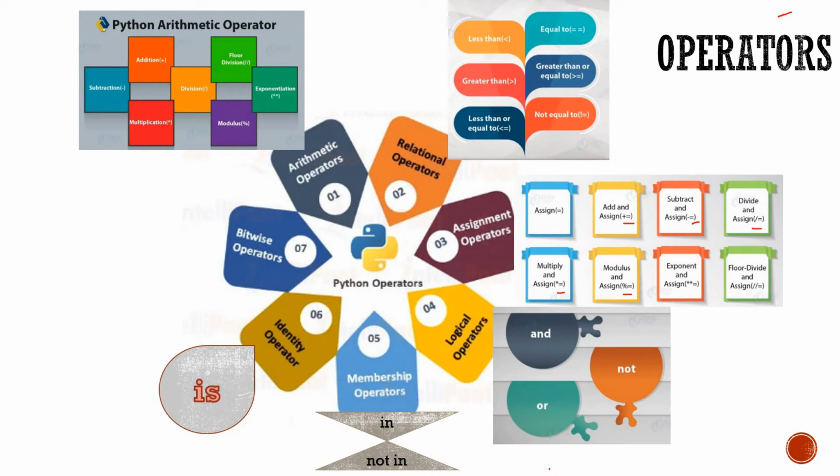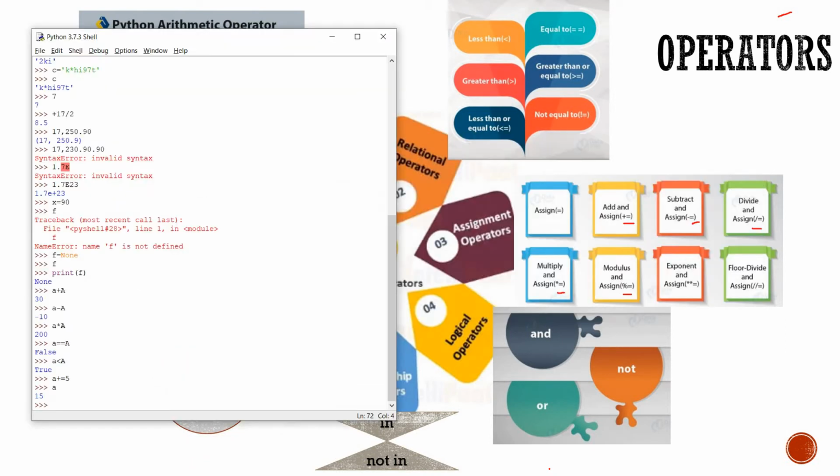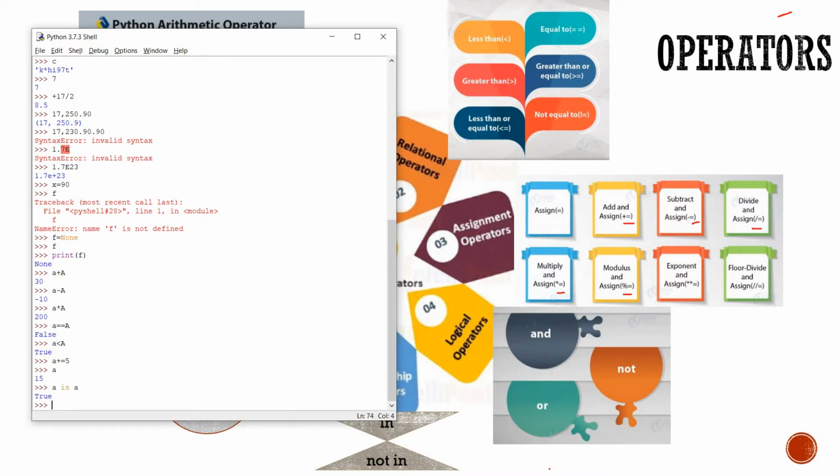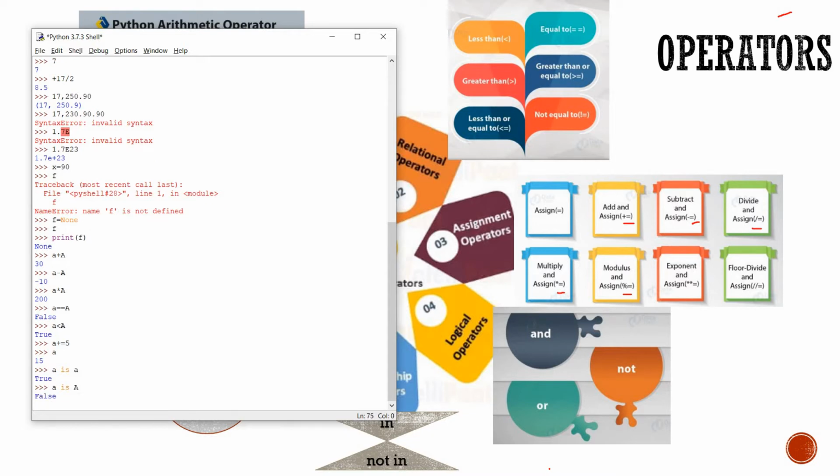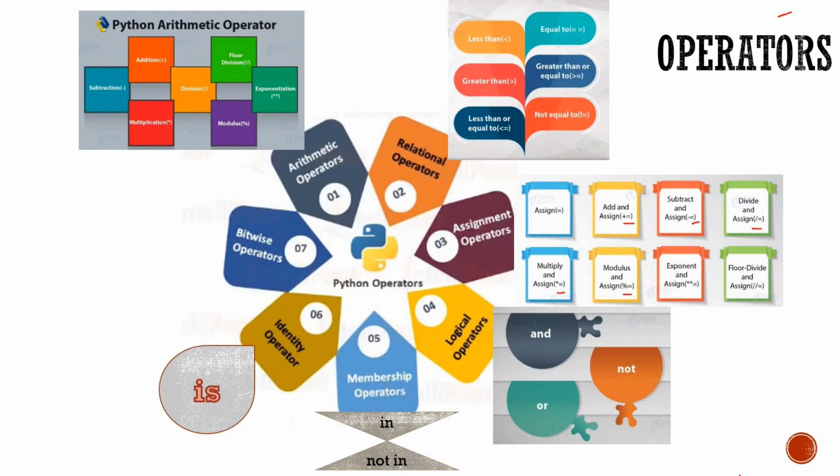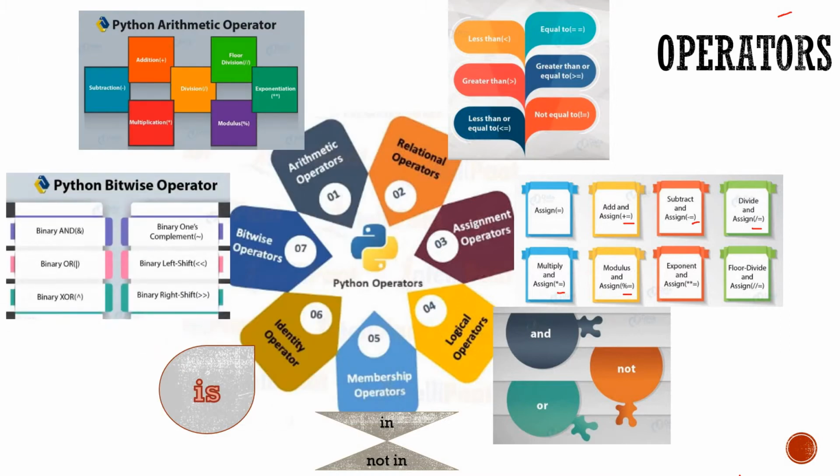Okay, let us try the identity operator. Here I am writing A is A. Whether A is equal to A, yes, it is correct. It is just double equal to. Now I am writing A is not A. It is false because the value is not same. After that we are having the bitwise operator, which is the binary AND, OR, NOT, XOR.